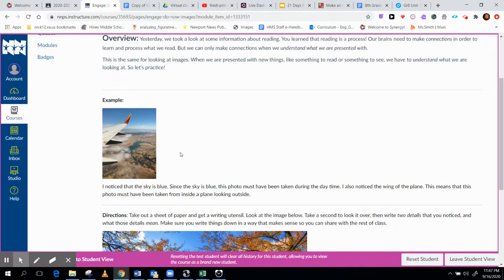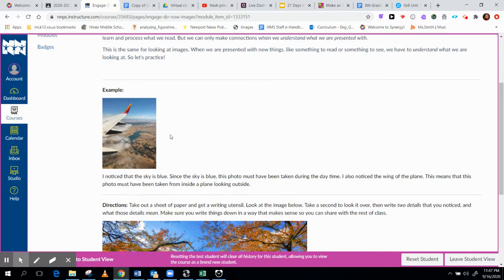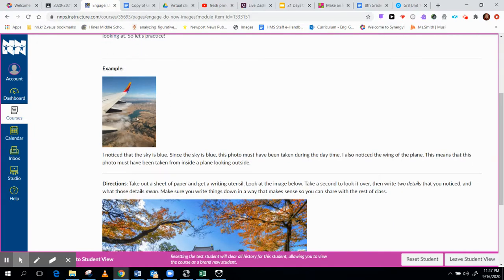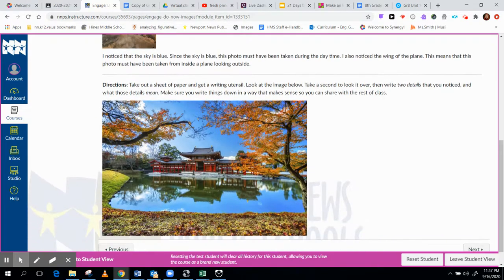So for example, when I looked at this picture, I naturally noticed that the sky was blue. So this naturally told me this picture was taken in the daytime. Then I also noticed the position of which the picture was taken. It shows the wing, but it shows it from an angle where the person must have been inside looking outside. So I looked at the picture, I noticed some things, and I just made some conclusions. So that's what you're going to do here.